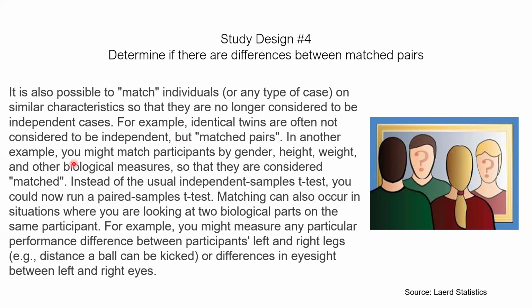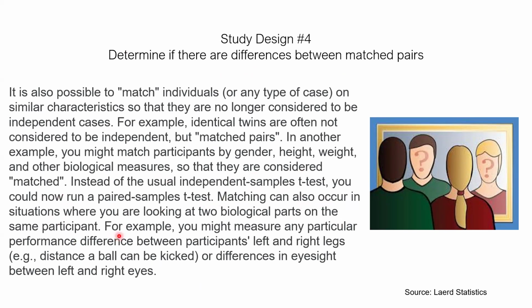Okay, another example, you might match participants by gender, or by height or weight and other biological measures so that they are now considered as matched. Okay, so instead of the usual independent samples t-test, you could now run a paired samples t-test because they are now matched.